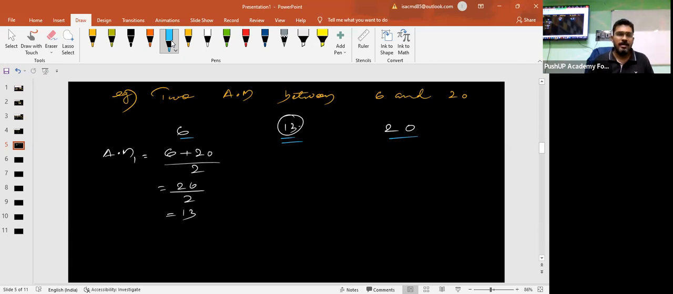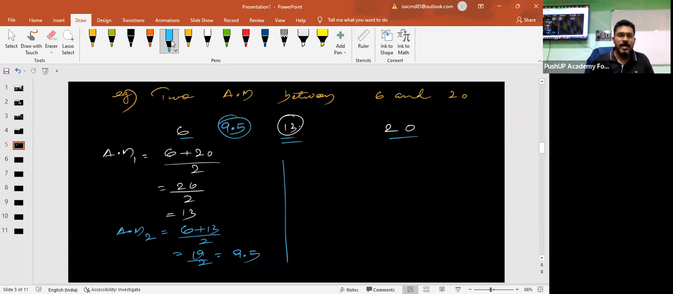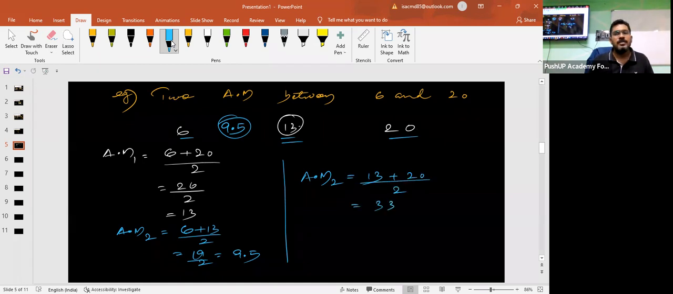So if you're finding the arithmetic mean in between 6 and 13, it would be 6 plus 13 by 2. That is 19 by 2, and that is equal to 9.5. So 9.5 will settle over here. In case you are finding the arithmetic mean between 13 and 20, then the arithmetic mean would have been 13 plus 20 divided by 2, which is 33 by 2. And that is equal to 16.5. Right? 16.5.